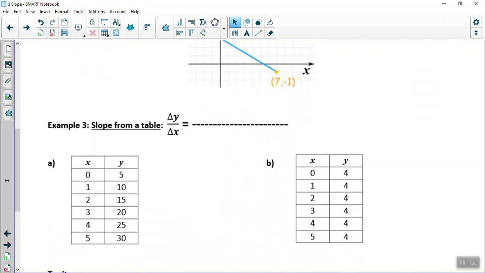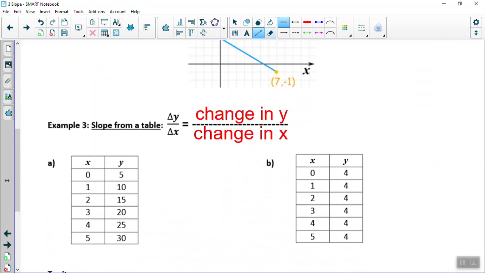Slope from a table is what we call the change in y over the change in x. That little triangle symbol is called delta, and it just means the change in. So it's our change in y over the change in x. So when we're looking at a table, I'm going to start with my y values, and I'm going to see how do I get from one y value to the next.